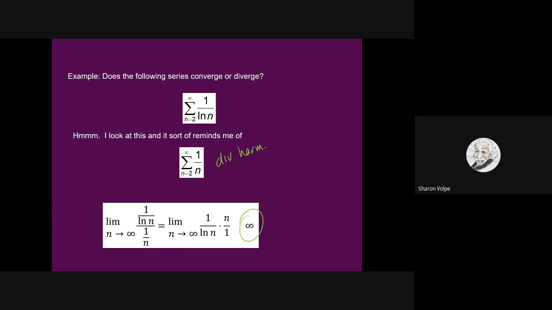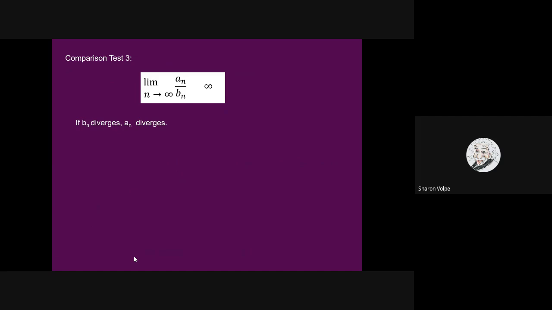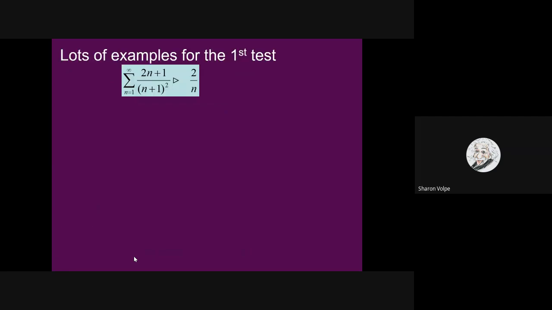If you get anything besides 0 when you're using a divergent series, then the unknown diverges. So this one diverges. If you take an unknown divided by a known and you get anything but 0, your life is good. So there's a ton of examples for the first one.